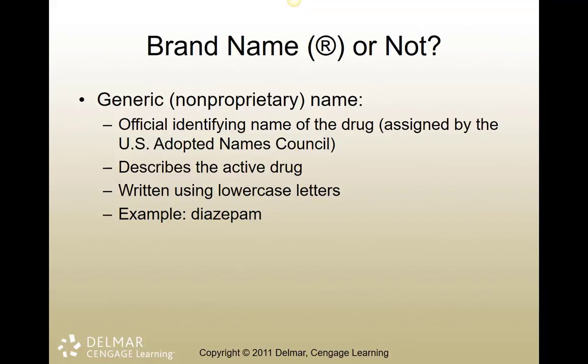All drugs have an official generic name, and the names are assigned by the U.S. Adopted Names Council. You submit a name for the drug, and they look through to see if there's one already in use. If there is, it gets kicked back to you. When naming these, you're supposed to describe the active drug itself. These are written in lowercase, and if you see "pam" or "am" at the end, a lot of these are going to be in the same category and have a lot of the same uses.